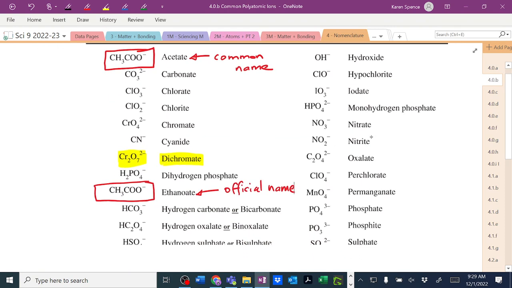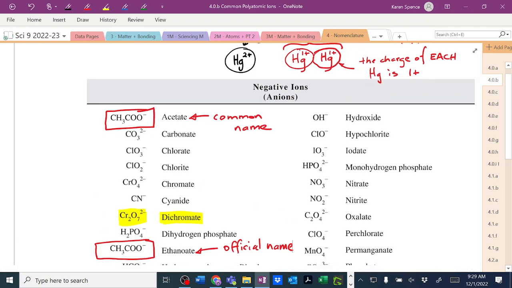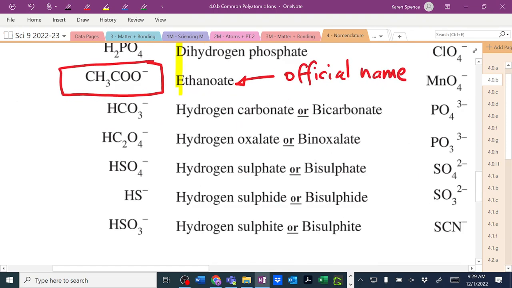There we go. And you'll notice that down here, because these are all listed in alphabetical order, we've got A, C, D, E, all the way down to the H's. When we get to the H's, we have hydrogen carbonate, hydrogen oxalate, hydrogen sulfate, hydrogen sulfide, hydrogen sulfite. So we've just added a hydrogen onto all of those. You get to choose which name. Pick one or the other.